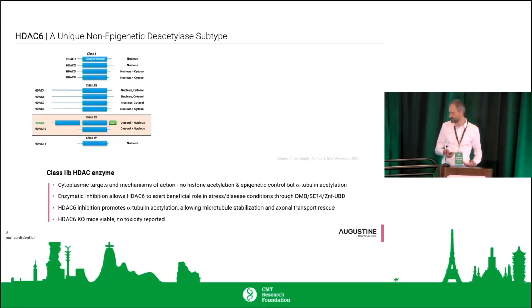Once you inhibit HDAC6, promote alpha-tubulin acetylation, you will allow the stabilization of microtubules and the transport of cargo along the microtubules. What's also important, for a drug discoverer, is to know that the knockout mice are viable, they have the same lifespan as healthy mice, and there's no toxicity reported.